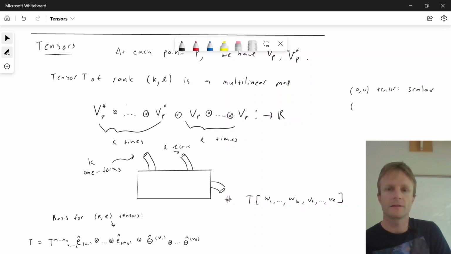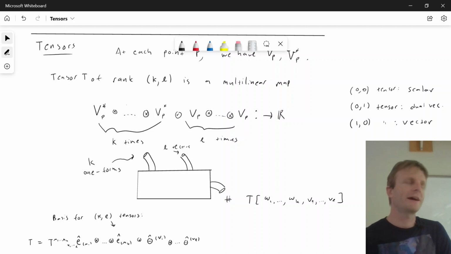Now, let's next do a (0,1) tensor. So what's that? Well, that's a map from 0 one forms and 1 vector to real numbers. We talked about that last time. That's a dual vector, or a one form. And then a (1,0) tensor, I'm going to claim, is a vector.